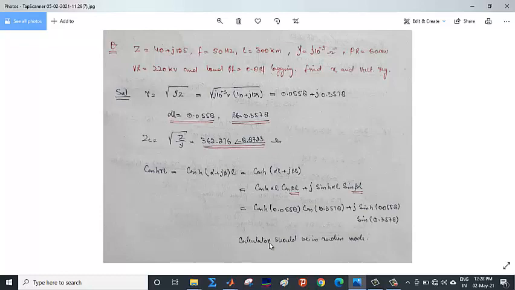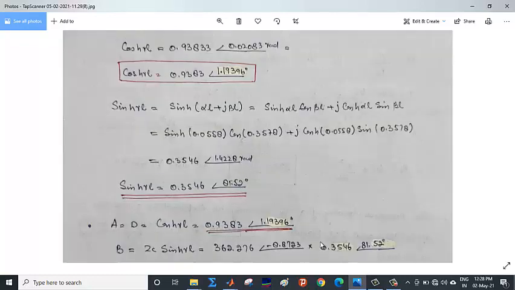Here you may have to change the calculator into radian mode, because this is not in degrees. I have already calculated it, because beta is the radians per unit length. When you multiply it by length, this will be all in radians. So either you convert this into degrees and then use the degree mode of the calculator, or you keep it like this and change the calculator to radian mode. Now after solving this, cosh gamma L comes out to be 0.93833 at an angle of 0.02083 in radians.